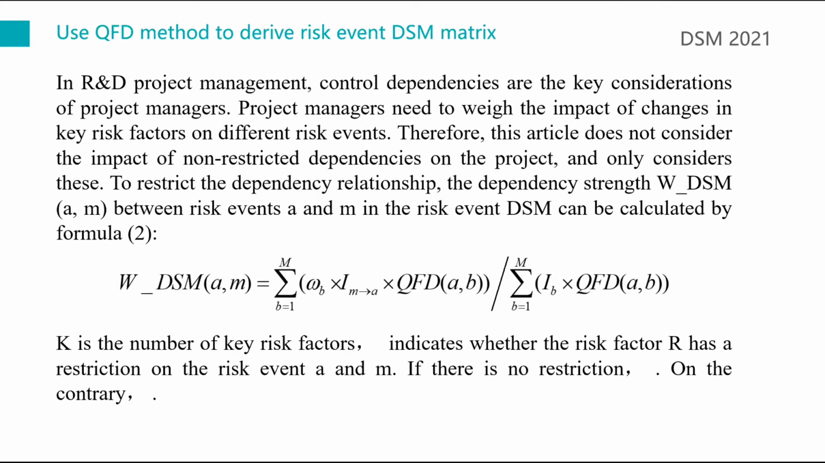In R&D project management, control dependencies are the key considerations of project management. Project managers need to weigh the impact of changes in key risk factors on different risk events. Therefore, this article does not consider the impact of non-restricted dependence on the project and only considers the restricted dependency relationship. The dependency strength WDSM between risk events A and M in the risk event DSM can be calculated by Formula 2.